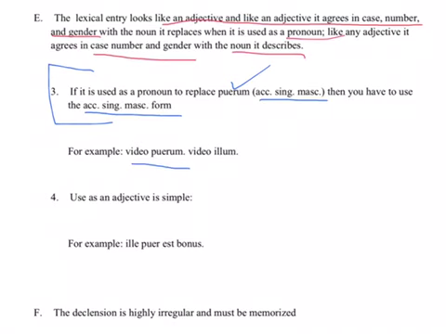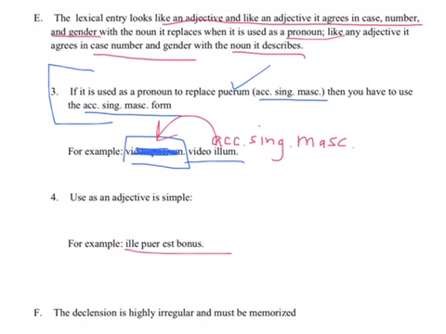So if I wanted to rewrite the sentence, I see the boy, and make it say, I see that boy, I could simply say video illum, as long as this is in the accusative singular masculine, just like the word that I'm replacing. And again, its use as an adjective is very simple. I make it agree in case, number, and gender with a noun that it's modifying as an adjective, and then this says that boy is good.